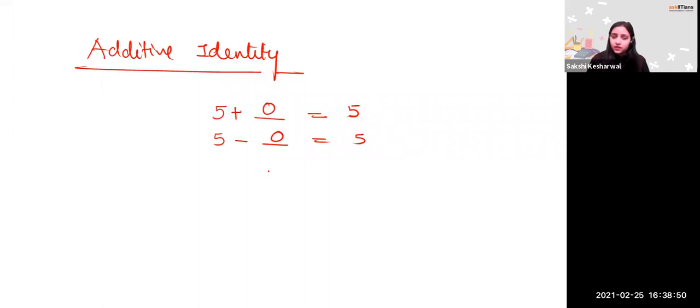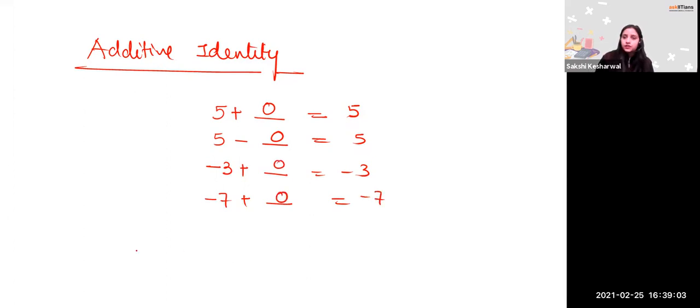So what number should be added or subtracted to a number to get the same number? That is 0. If I say -3, what should be added to get -3? And in -7, what should be added to get -7? It will be 0. So this implies that 0 is called the additive identity, right?